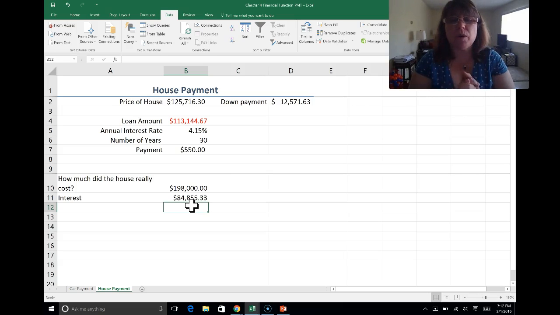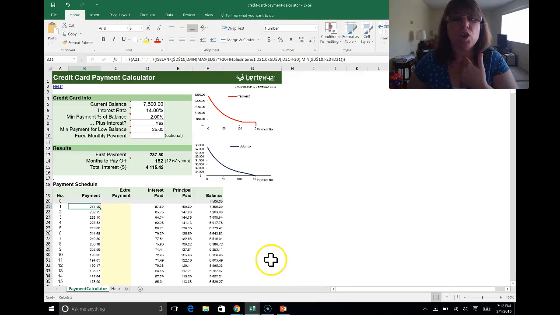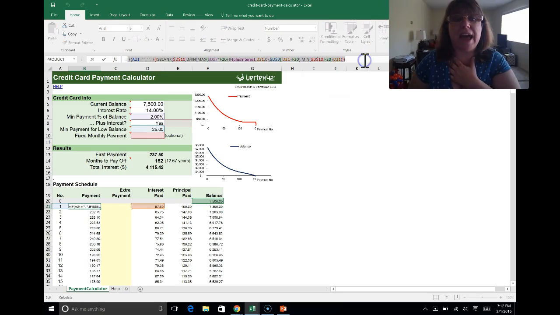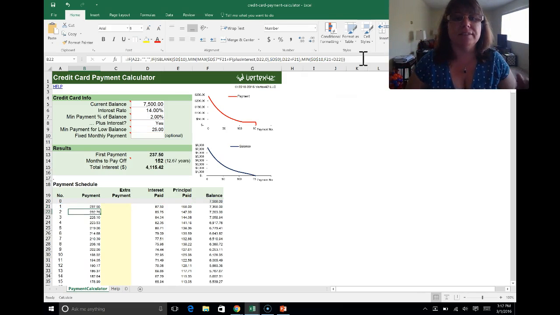There's one more thing I want to show you. And there are all kinds of tools out there on the internet. I did not build this web page or this Excel spreadsheet, but I wanted to show you a credit card payment calculator using Excel. And you'll see up here in the formula bar that formula is pretty complicated. But without understanding all of that, that's okay.